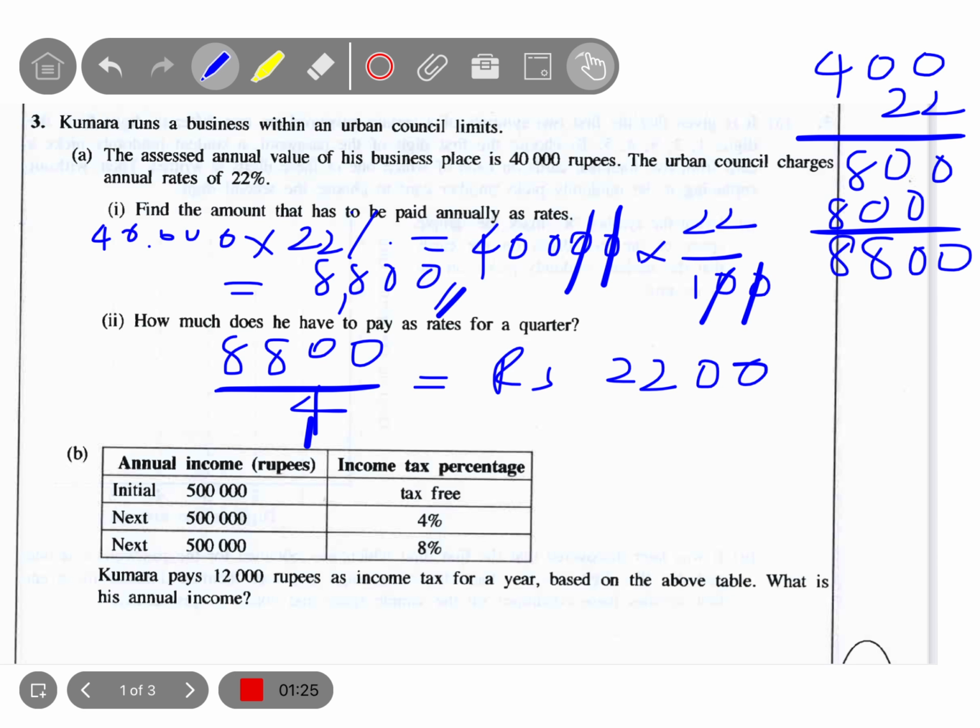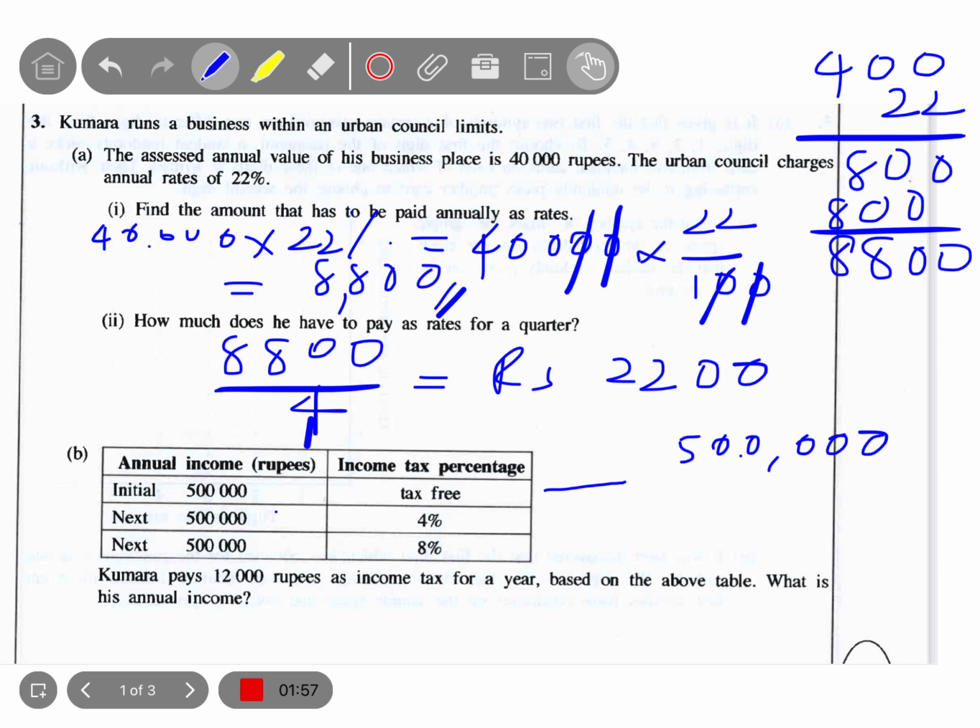So there's a table given with annual income. The initial 500,000 is tax free. The next 500,000 is 4%. The next 500,000 is 8%. Kumara pays 12,000 rupees as income tax for a year. Based on the above table, what is his annual income? So if he is paying 12,000 rupees, he is definitely earning more than 500,000 per year. So that value is included. We have to keep that in mind. 500,000 we have to definitely add.